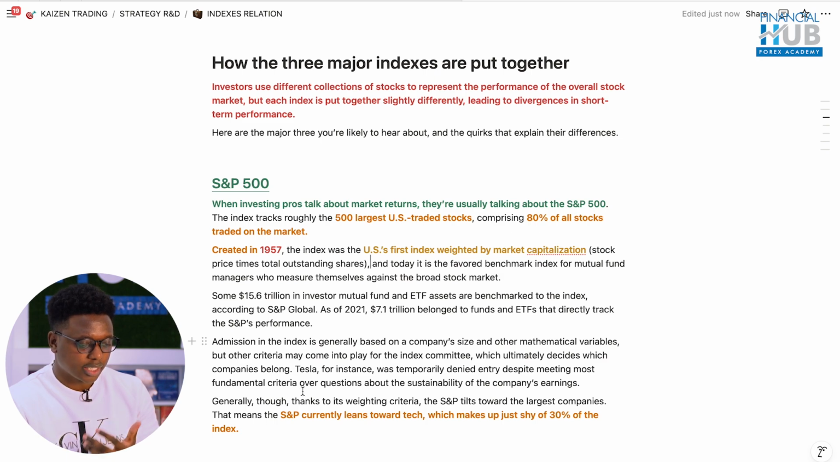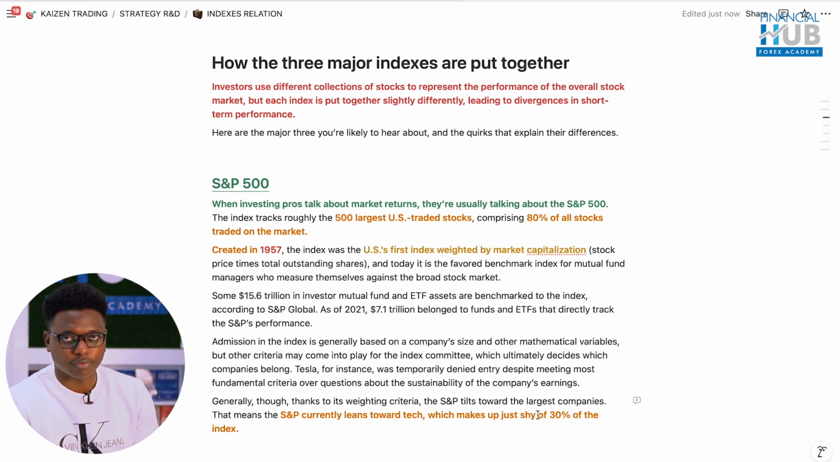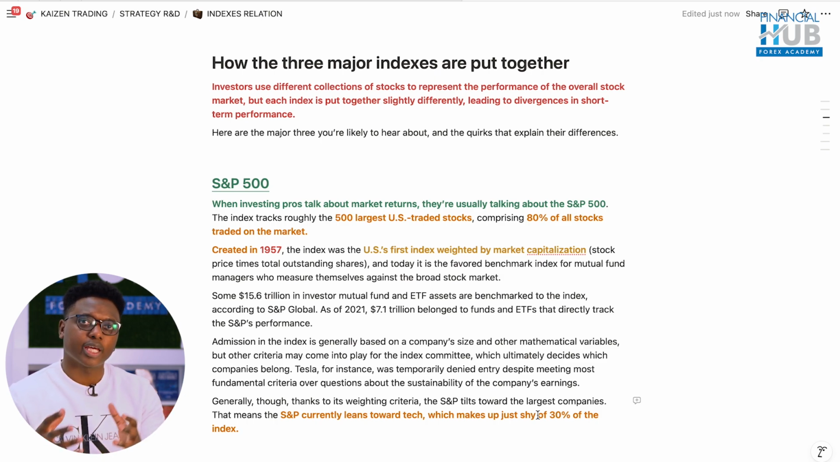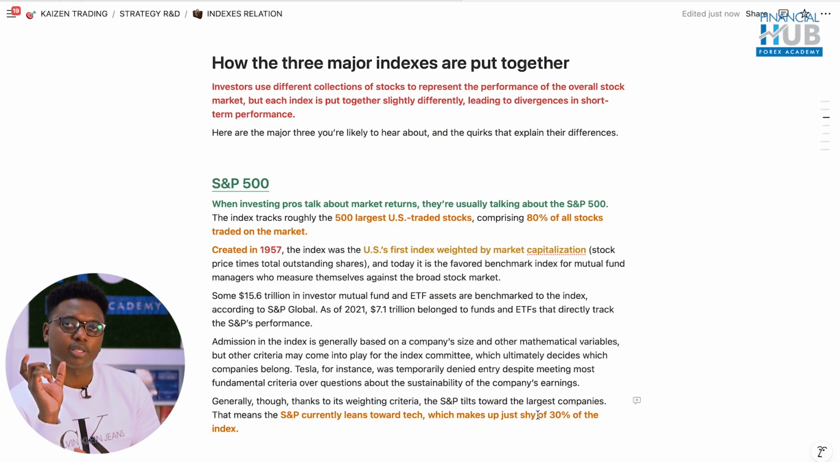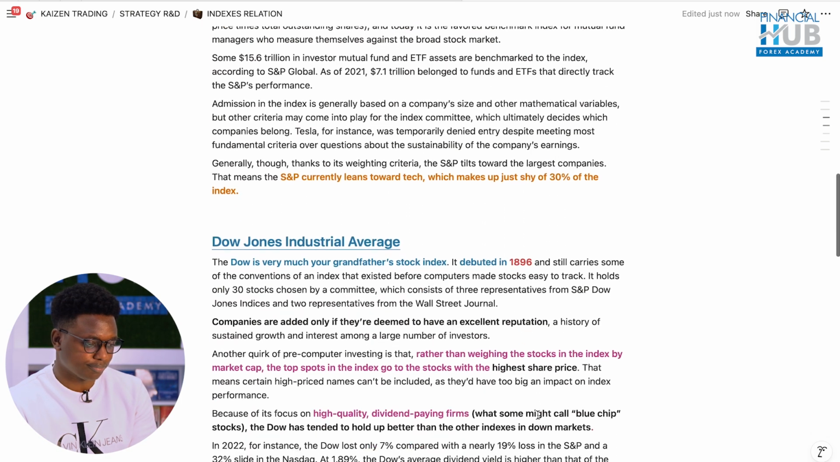Generally though, thanks to weighing the criteria, the S&P tilts towards the largest companies. That means the S&P currently leans towards tech, which makes up shy of 30% of the index. So you've seen the S&P 500 is the largest companies in the US. There's criteria for them to get in, and they are weighted. This index is weighted using market cap. You're going to see it's different with the US 30.